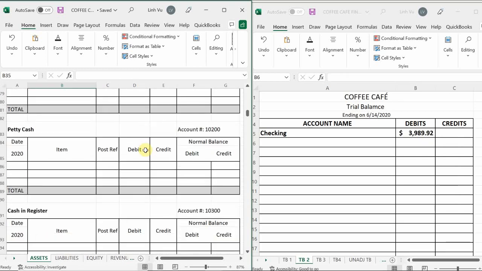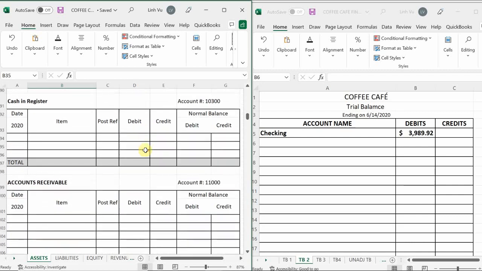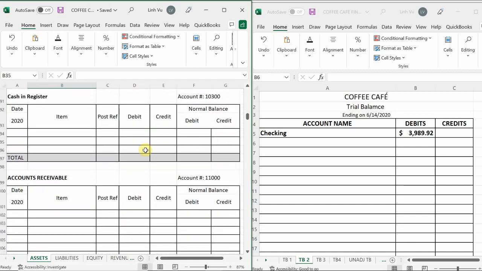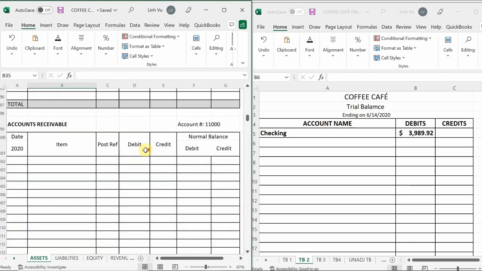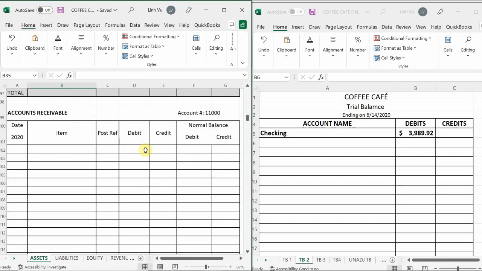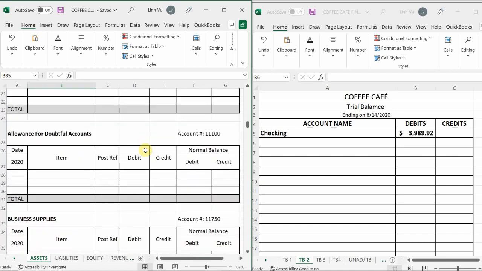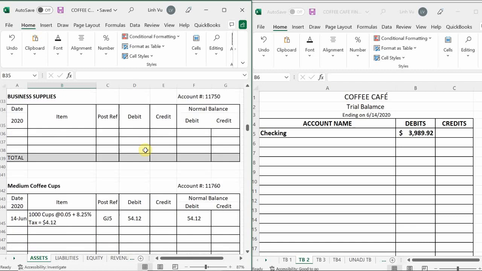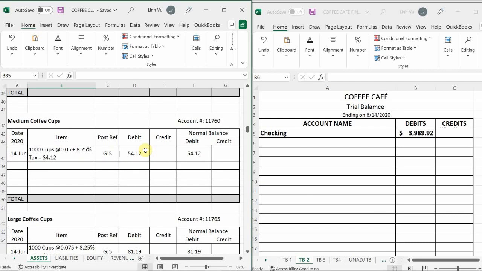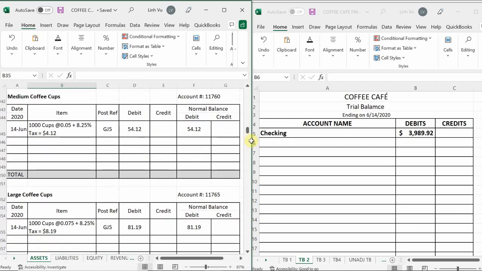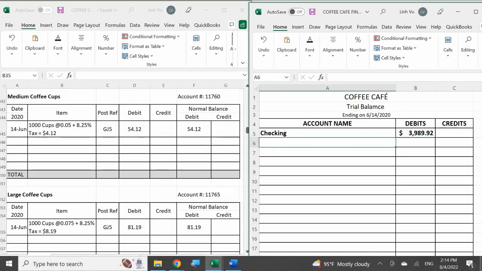Next one, petty cash. Haven't set it up yet, so nothing there. Cash in register, haven't set that up yet. We haven't sold to anybody yet, so there's no accounts receivable, and of course no allowance for doubtful accounts. What about business supplies? In the main account, no, but I did buy some business supplies, right? What was my first business supply that I bought?